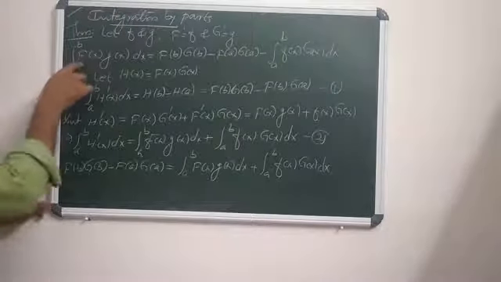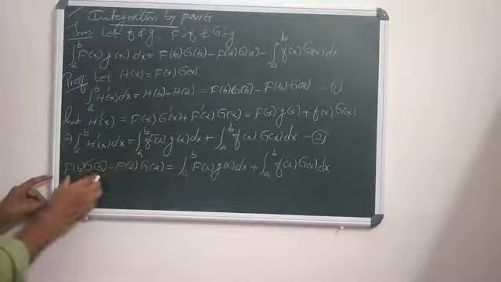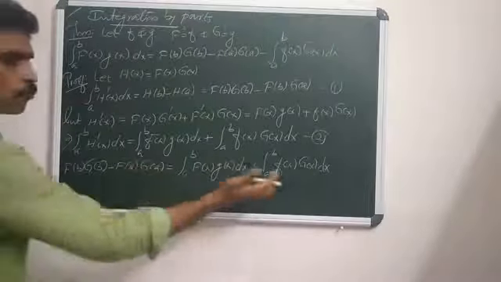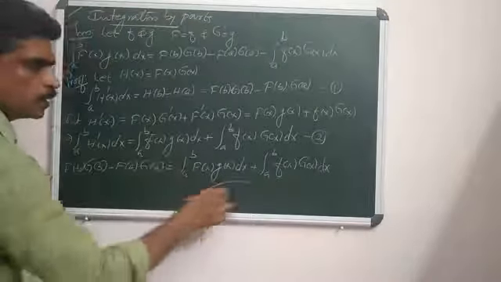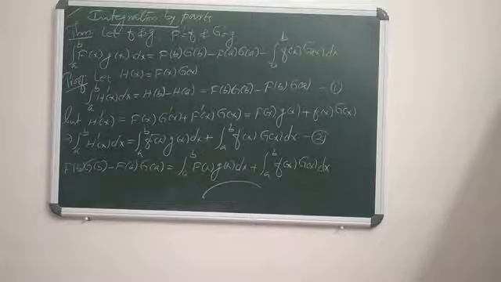Why? Because thus the integral from a to b of capital F of x, g of x dx is nothing but F of b, G of b minus F of a, G of a minus the integral from a to b of f of x into G of x dx. That is nothing but the integration by parts. Clear? Okay.